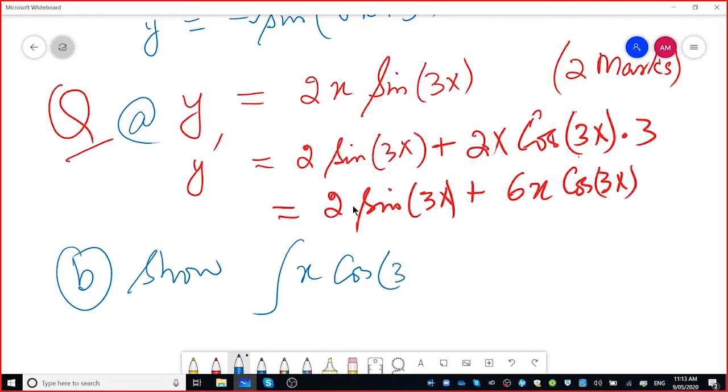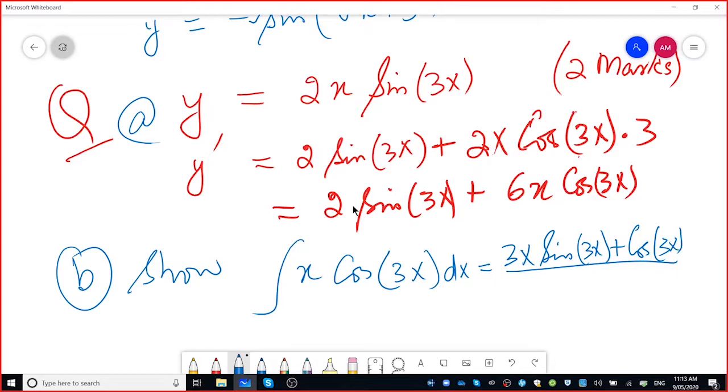cos 3x dx is equal to, so you have to now do an integration. This is x sine 3x over 3 plus cos 3x over 9 plus c.